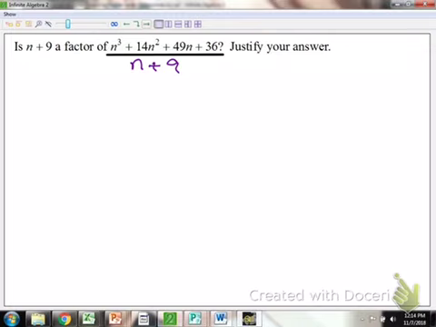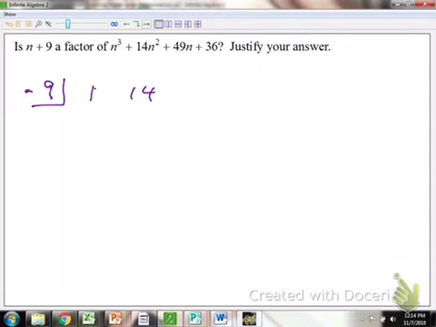Just like with numbers, if we divide 12 by 3, 3 is a factor of 12 because 12 divided by 3 has a remainder of 0. So we're looking for a remainder of 0, and this one is really nicely set up to use synthetic division.